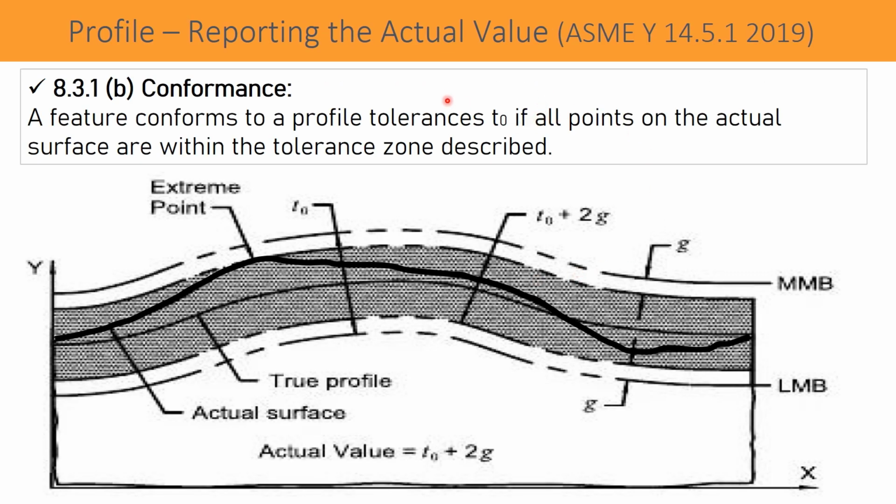Now let us understand, after applying the control of the profile, what about the conformance? Conformance in the sense of how the profile is to be accepted. This involves reporting the actual value against the given specification value. The mathematical calculations are given in the ASME Y14.5.1 2019 version. There was a lot of discussion in the industries on how to produce the reports of profile measurement. This explanation would help you understand how exactly the output is to be reported.